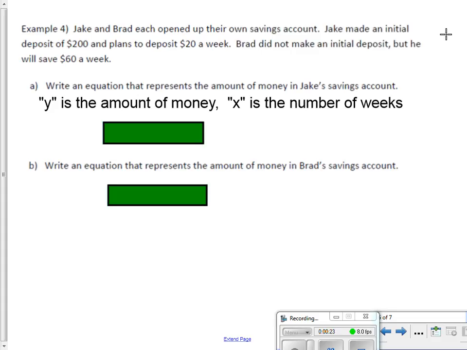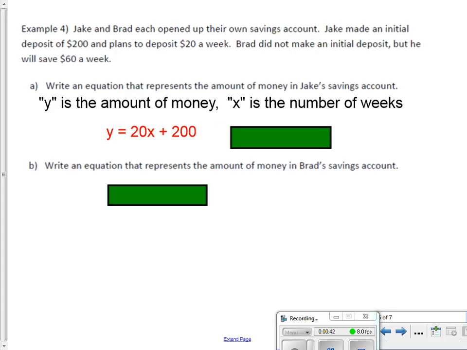So first thing we need to do is write an equation that represents the amount of money in Jake's savings account. Now to help us along here, we're going to use y as the amount of money that we have in the account, and x is the number of weeks. So in this case, we would say for Jake, y, the amount of money that we have, equals 20 times x, because every week he's putting in an extra $20, plus 200, because he started with $200 in there already.